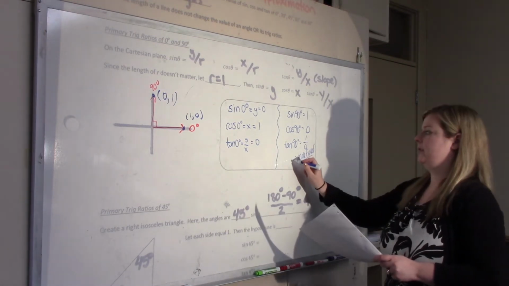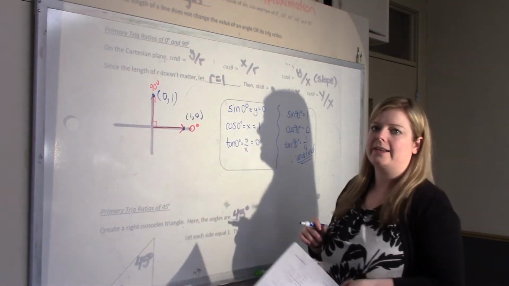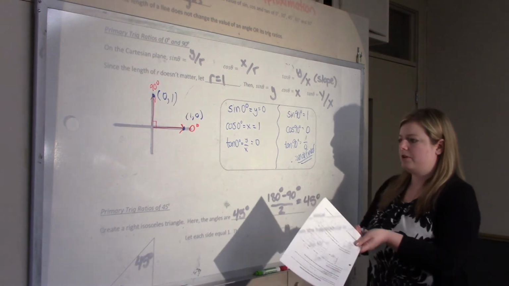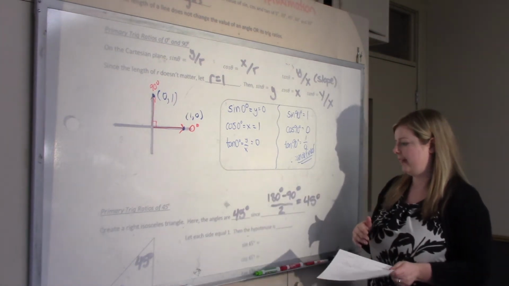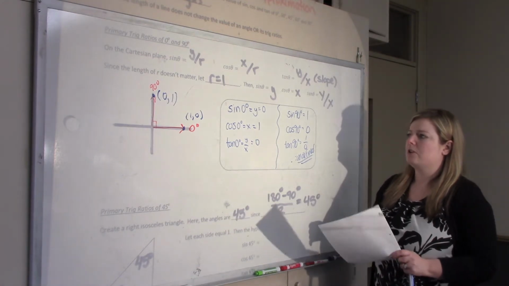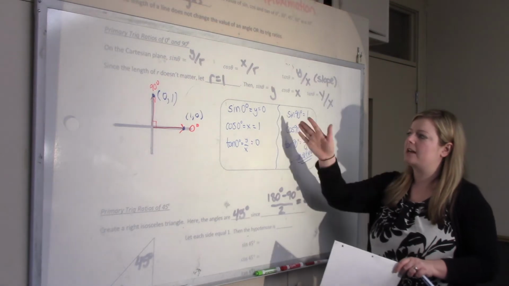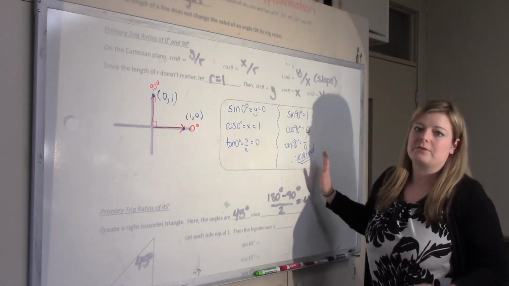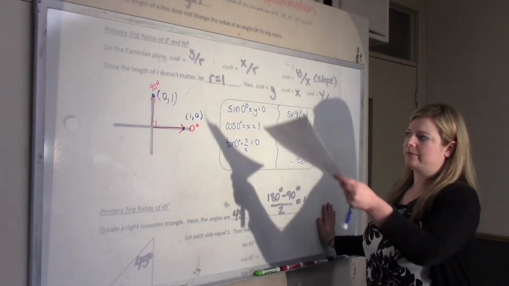Okay? Also, you can think about it again as the slope. The slope of a vertical line is undefined. So there you go. All of those terminate on the axes, okay? So you can reason the sine, cos, and tan in all those cases by just letting the radius be 1 and then thinking about what the coordinate would be.